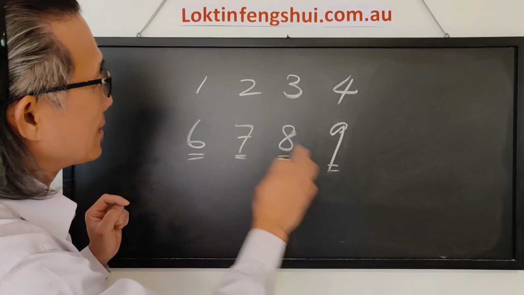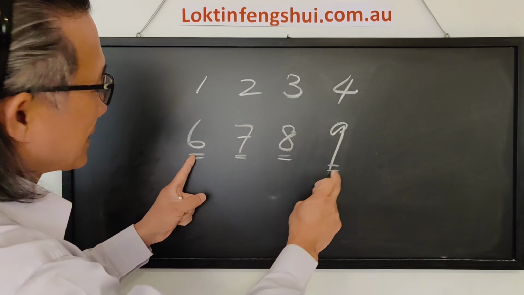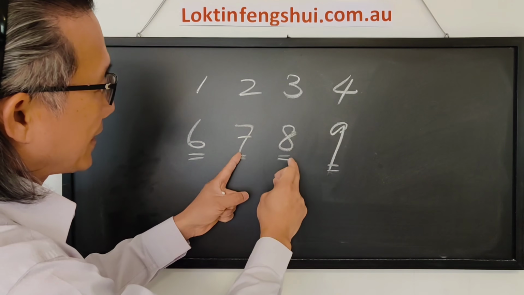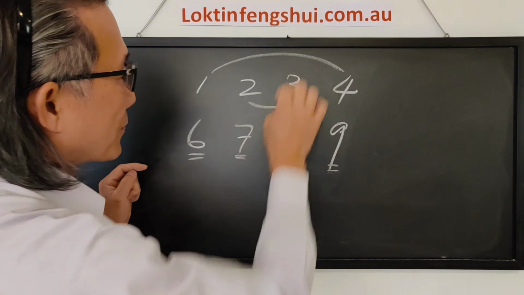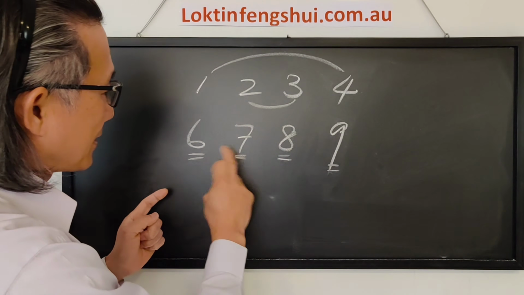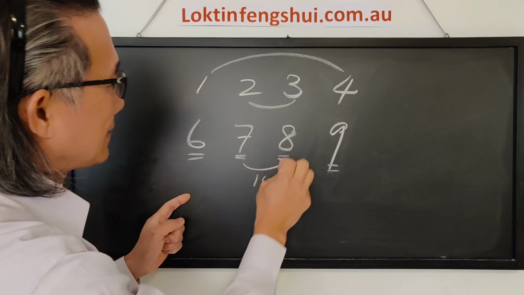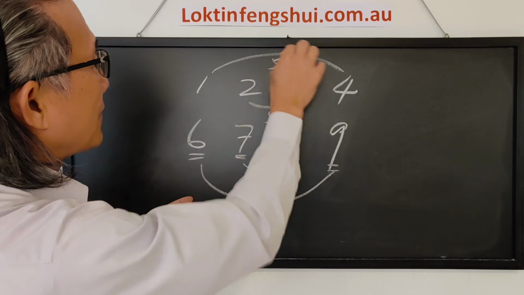Okay. So in the lower Yuen, there's 6 and 9, 7 and 8. In the upper Yuen is 1 and 4, and 2 and 3. So this combines to 5 and this combines to 5. That combines into 15. That combines into 15. That's 5. That's 5. Okay.